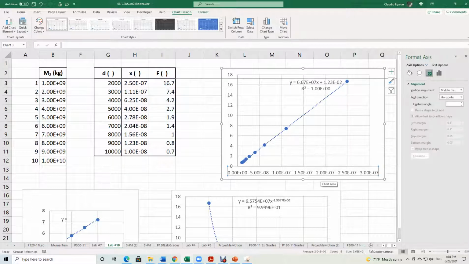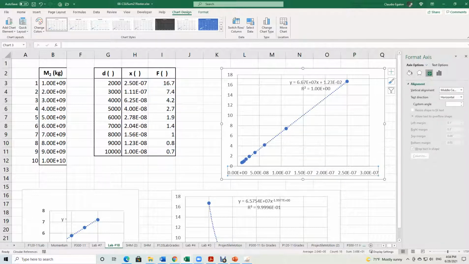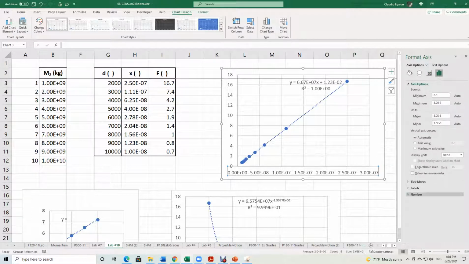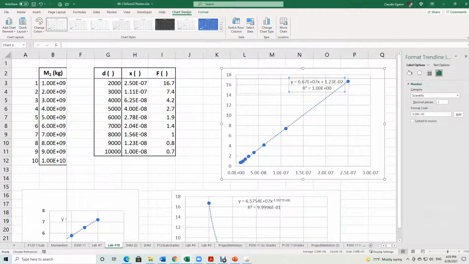Can I do better than that? It's too crunched up here, right? I don't like the way it is. We are going to change the axis option. Number, scientific, I'm going to put just 1 decimal place there to save space, otherwise they're too close. This one's going to be bold-faced. And now we got my new equation. This one is linearized.